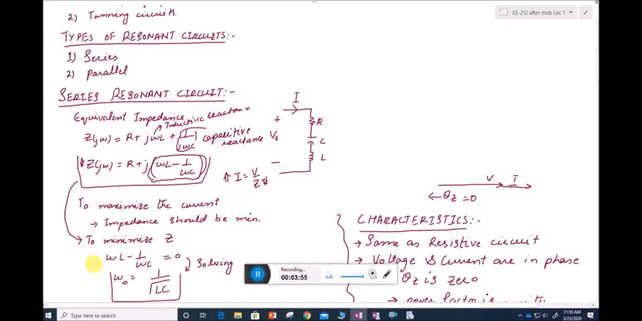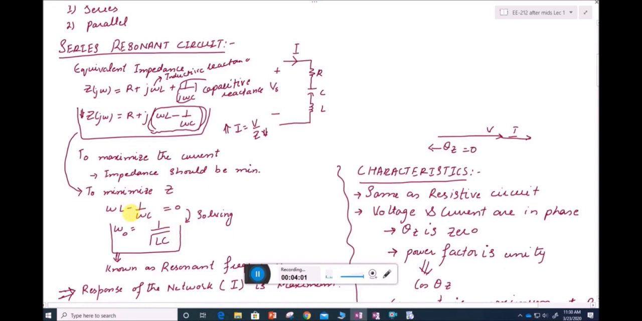So what we have to do is just make ωL minus 1 over ωC equal to 0, and from that, after solving this equation, I can get ω naught. So this frequency at which ωL minus 1 over ωC is equal to 0 is known as resonant frequency, and if we are at resonant frequency, impedance is minimum, so the current will be maximum. So what we have done, we have maximized the response of the circuit, so the system is in resonance at the resonant frequency.